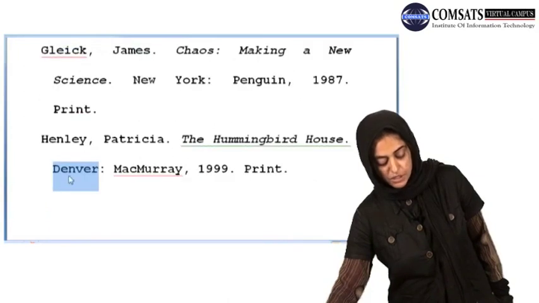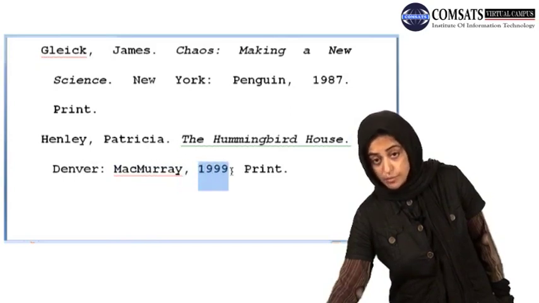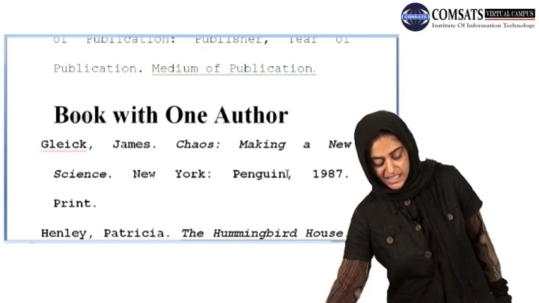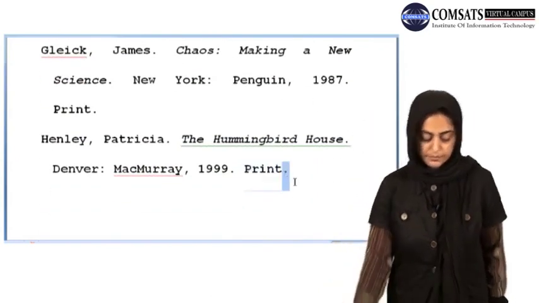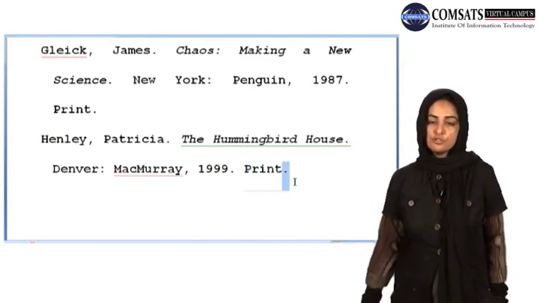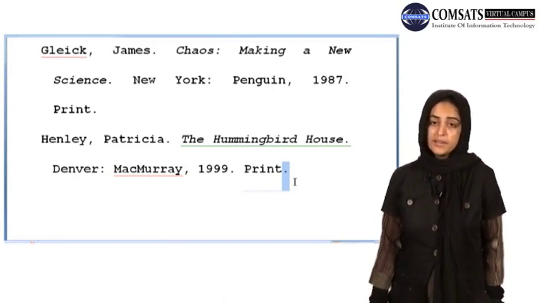Then here comes, dear students, the city of publication. After the city of publication, there is a colon, then the name of the publisher, then comma, then the year of publication, dear students, 1999, then dot, then the medium of publication, that is print, and then dot. This is how you will be creating the detailed reference of a book with one author through MLA referencing style.